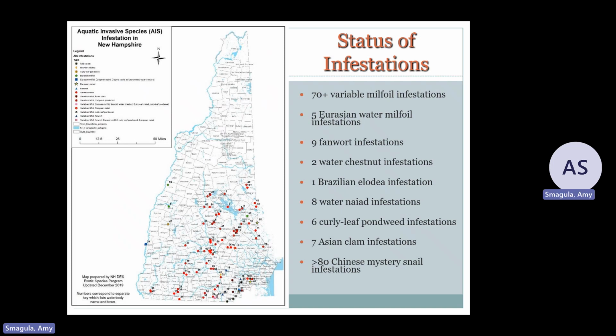Most of our infestations are variable milfoil. So all these red dots that you see are variable milfoil. And then you can see the distribution of other species that I mentioned in this presentation. There are a scattering of other things around the state, all generally increasing in number to some degree, but variable milfoil still continues to be the big mover.